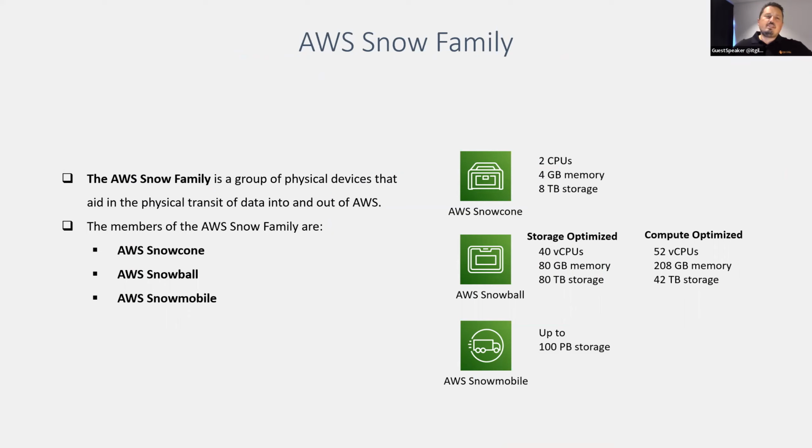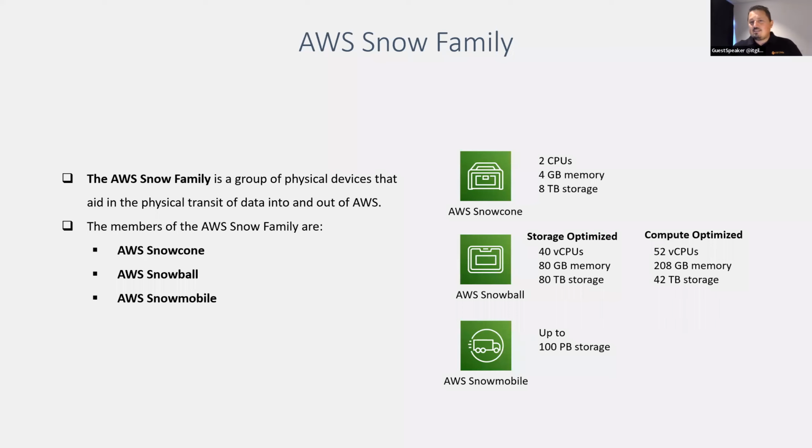It is a group of physical devices, and when you request the Snow Family, it will ship to your address. After your usage, you are charged on your request and also on the duration, how long you are keeping the device. Then when the device ships back to AWS, you will get your data back. But we have different Snow devices: Snowcone, Snowball, Snowmobile. So you have to check your requirements.